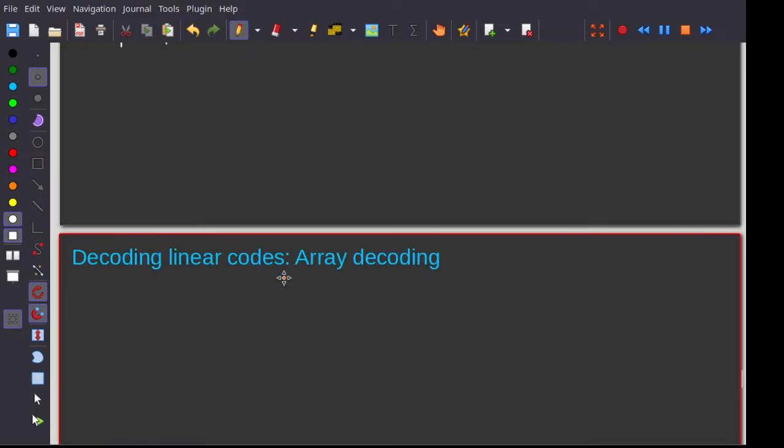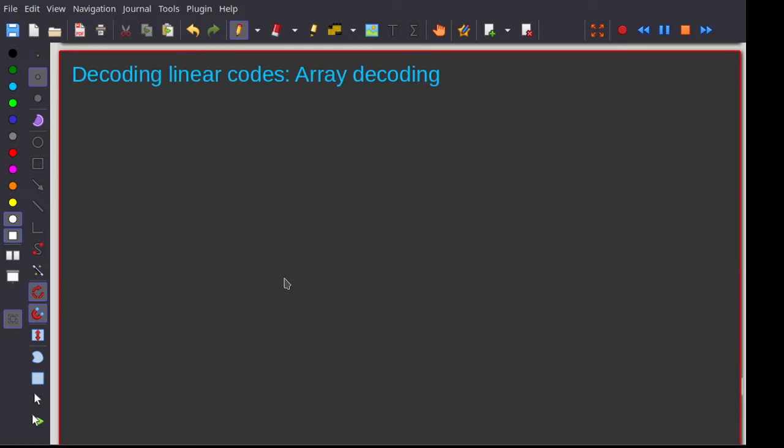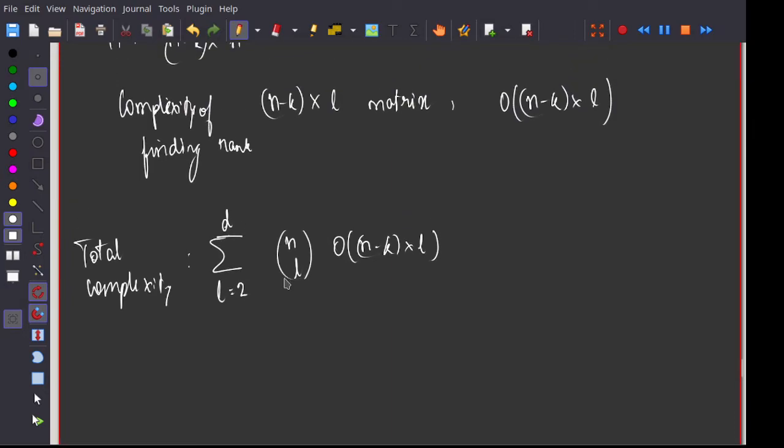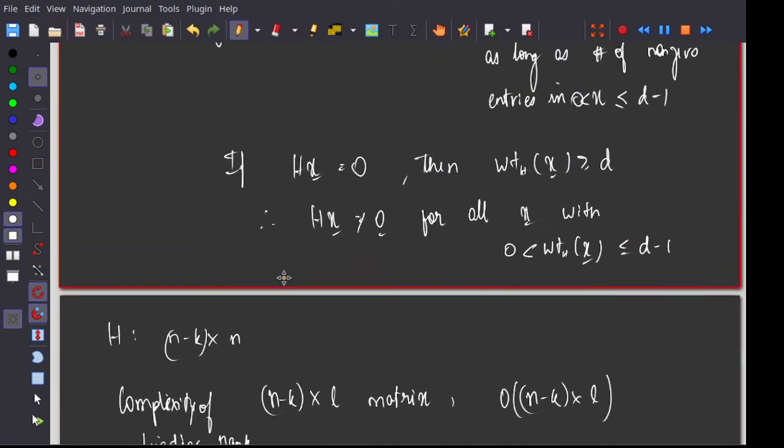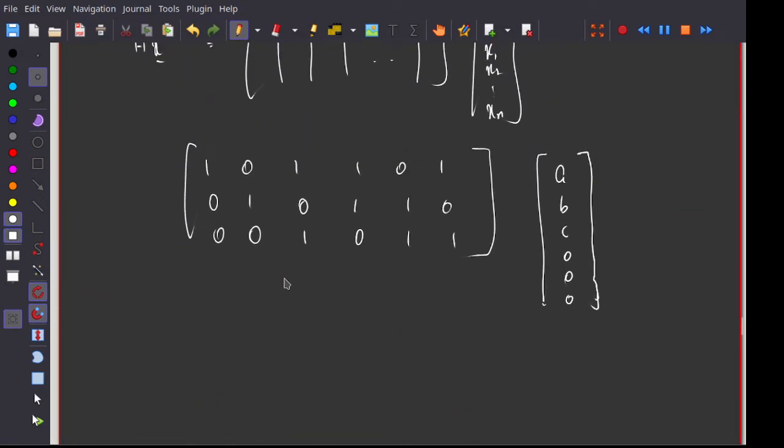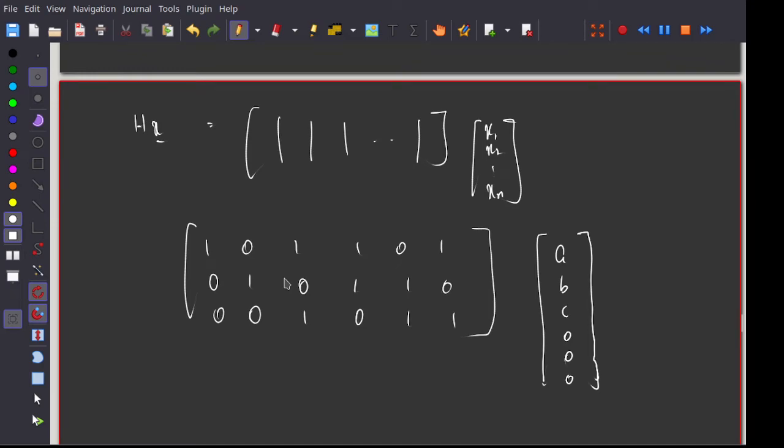Correct? So now, how do you actually decode? We'll see that in a minute, but right now, as you can see, the parity check matrix gives me a way of finding the minimum distance.